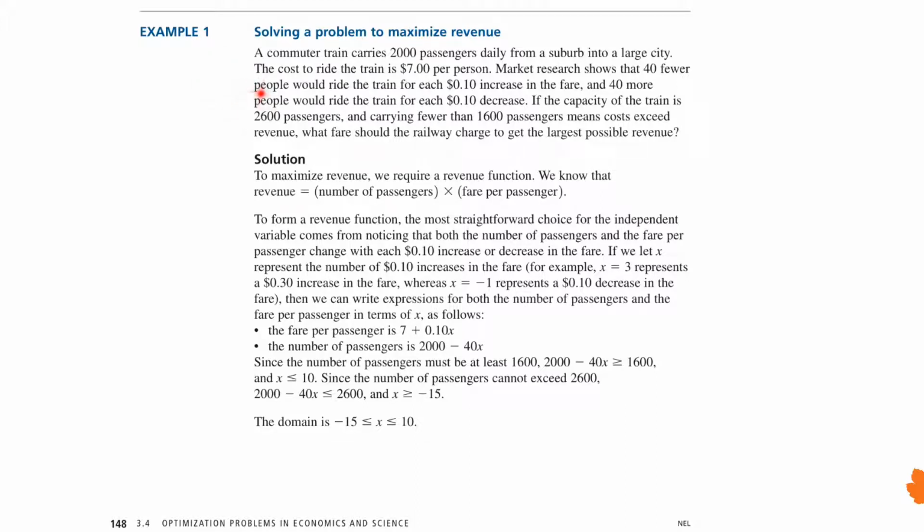A commuter train carries 2,000 passengers daily from a suburb to a big city. The cost of the ride is $7 per person, and market research shows that 40 fewer people would ride the train for each 10 cents increase in the fare, and 40 more people would ride the train for each 10 cents decrease. If the capacity of the train is 2,600 passengers and carrying less than 1,600 passengers means cost exceeds revenue, what fare should the railway charge to get the largest possible revenue?